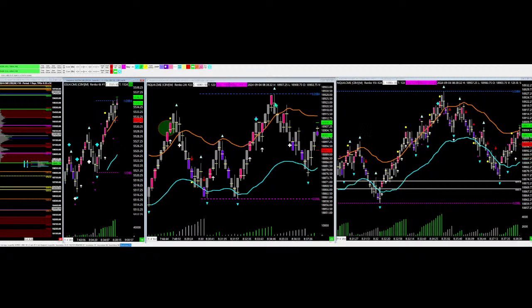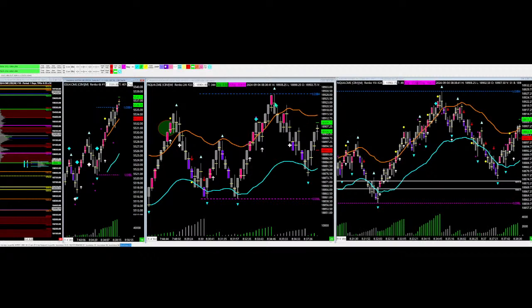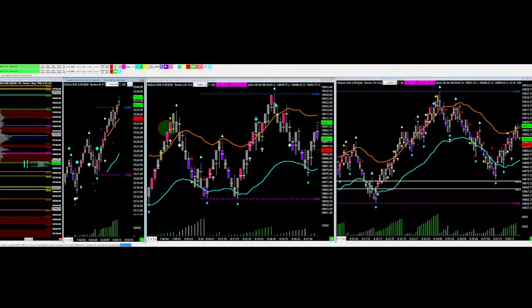Oh, I have 300 points to the short side. So how would I know I'm going to get that, right? Well, I need to be below IB low. I need a couple things to happen. I need to get below IB low, and I need a backside test of IB low.